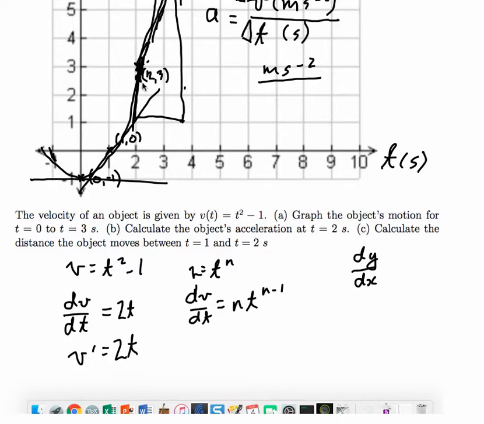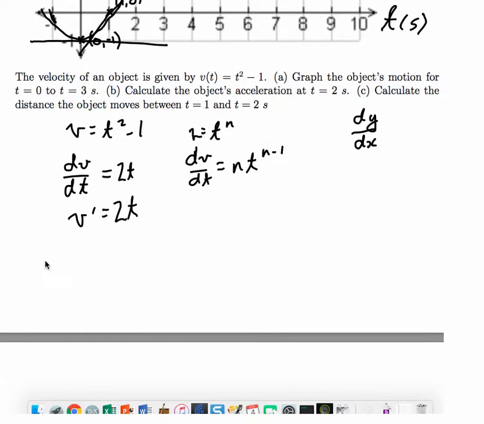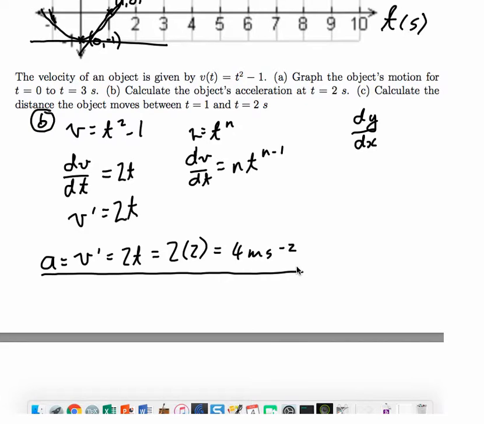But we're interested in t equals 2 seconds. The acceleration is just this derivative, v dash, equal to 2t. And we're evaluating it at the time t equals 2 seconds. So it's 2 times 2 equals 4 meters per second squared. Right, so that's part B. Part A was graphing the expression. Part B was conducting this derivative and finding the acceleration, and the acceleration is 4 meters per second squared. So we're happy with that, I hope.